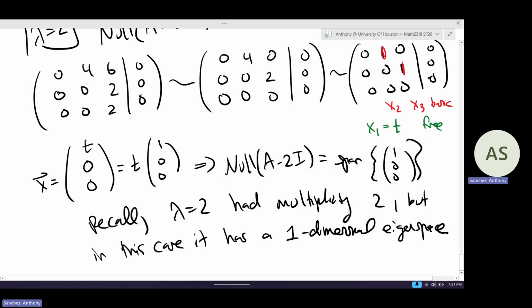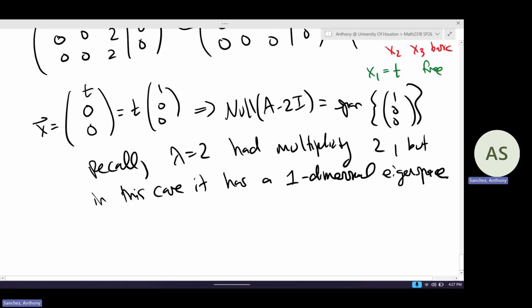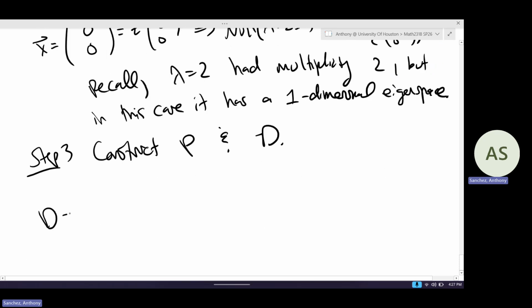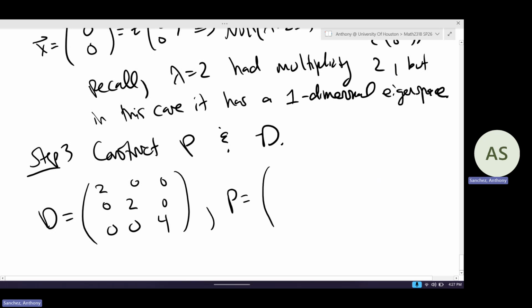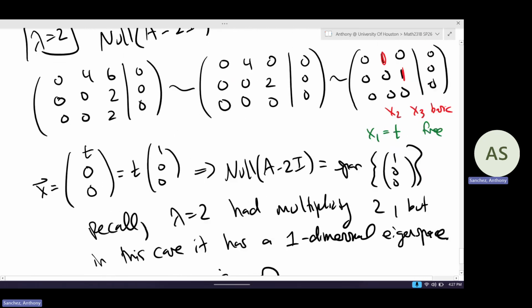All right. So now if I wanted to diagonalize this, then I have to make P and D. So step 3, construct P and D out of the eigenvalues. So for example, if I let D be the matrix of eigenvalues, well, it has 2 with multiplicity 2, and then 4 with multiplicity 1. So that's what my D would have to look like, basically. P now has to come from eigenvectors of 2. All right, so what are the eigenvectors of lambda equal to 2? They're these guys right here.